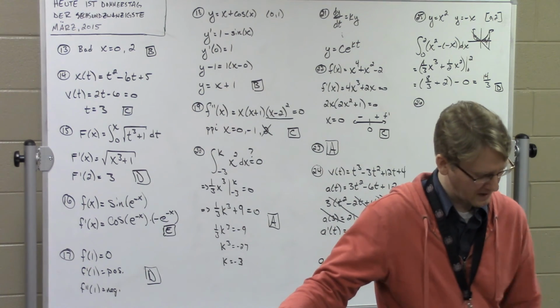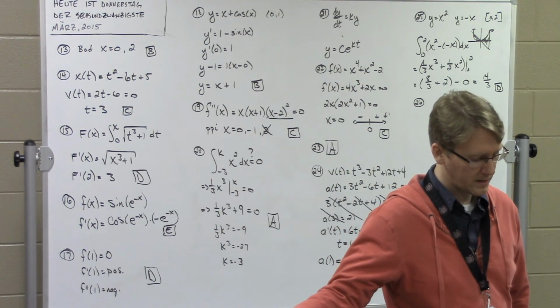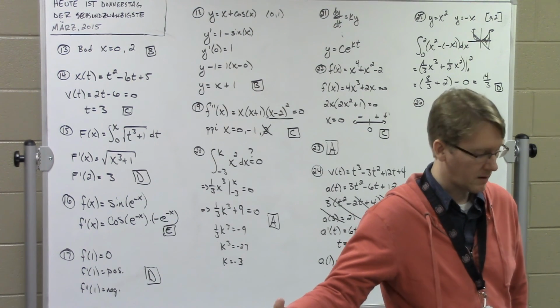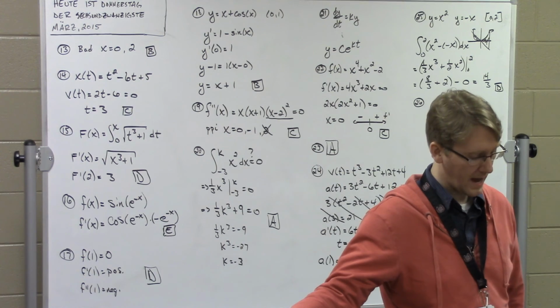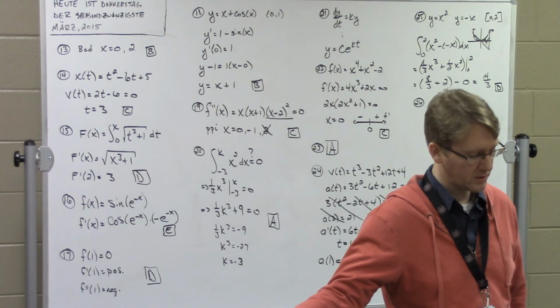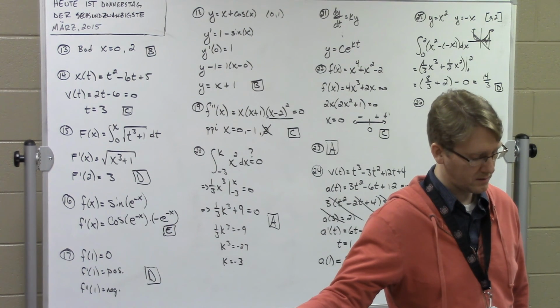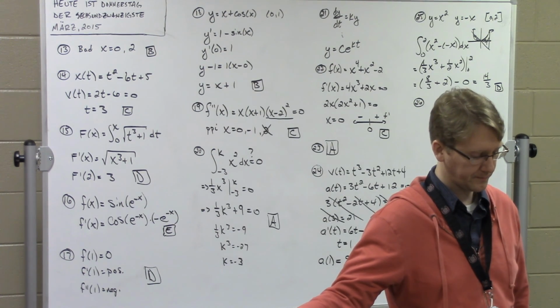Number 26. Is this our last? Yep, okay. The function f is continuous on the closed interval from 0 to 2 and has values that are given in the table above. The equation f of x equals 1/2 must have at least 2 solutions in the interval from 0 to 2 if k equals what? Ooh, that's sexy.